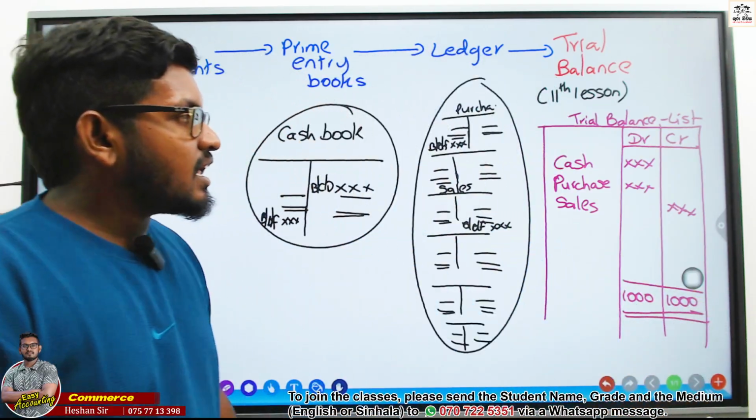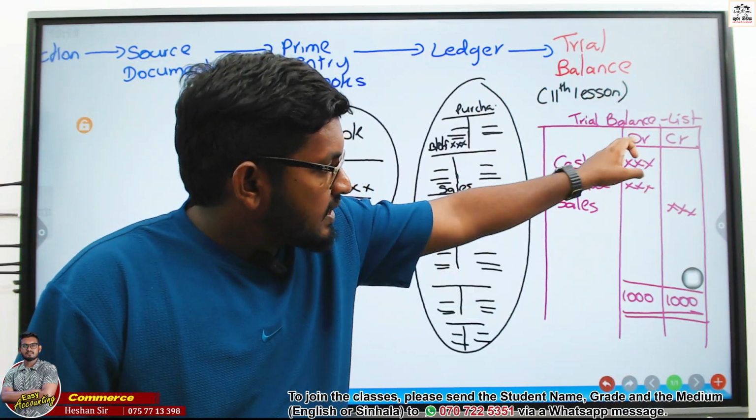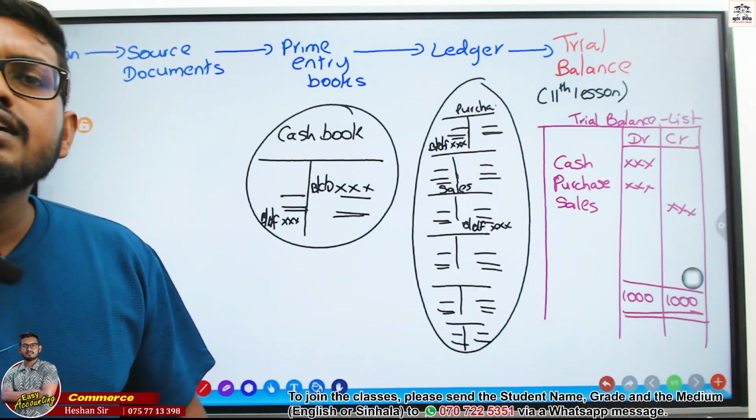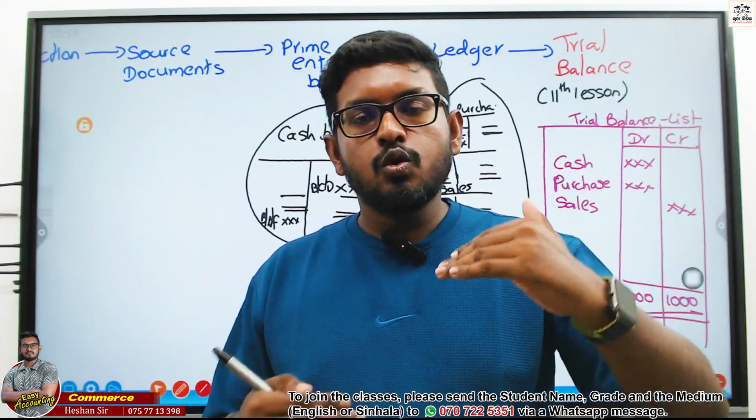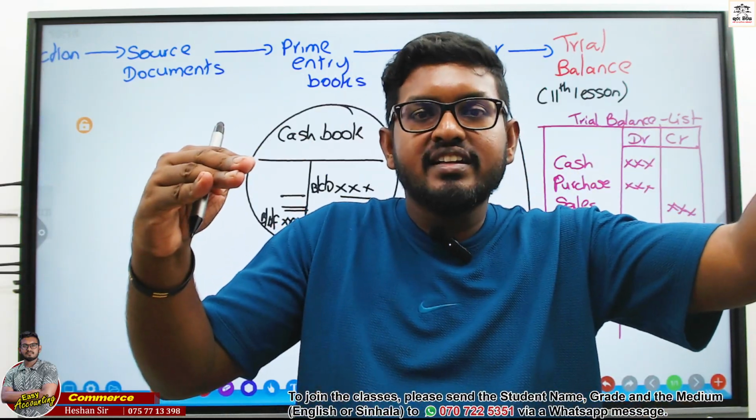Once we prepare the trial balance, our total balances on the debit side should be equal to the credit side balance. Why? There is no magic, because when we record a transaction, one account is debited, another account is credited.